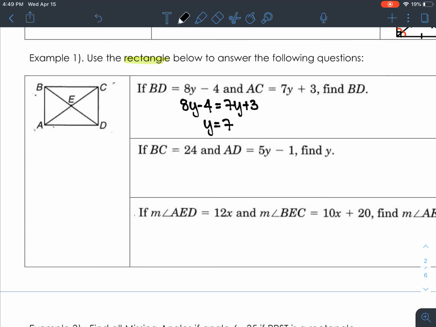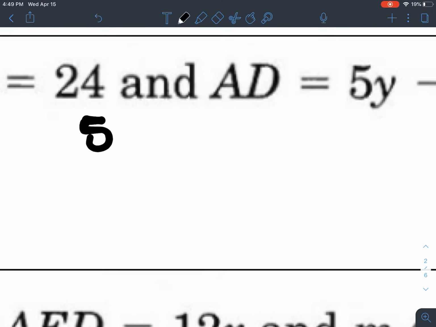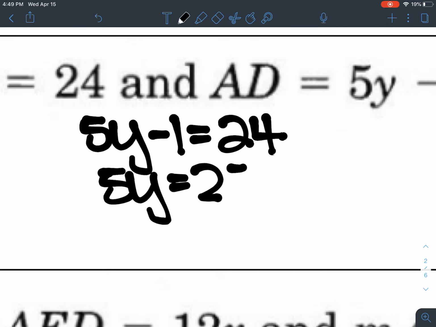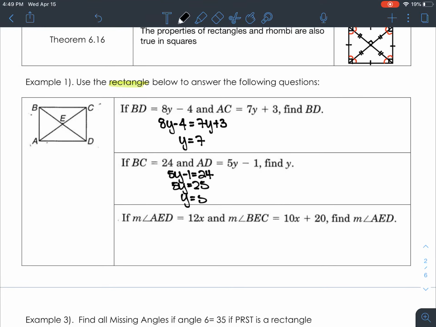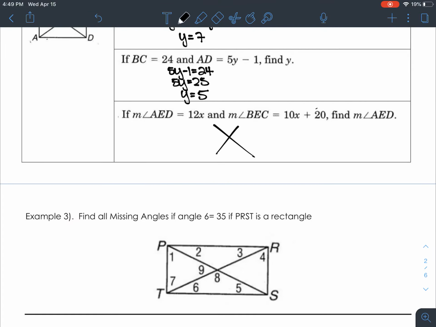So this time we're given BC is 24 and AD is 5y minus 1. Because it's a parallelogram, I know that the opposite sides are congruent, which means that I'm going to set 5y minus 1 equal to 24. Add the 1 over, you get 5y is equal to 25, which means y is equal to 5. Okay, I'm not going to do this one right here. It's talking about vertical angles. It doesn't really pertain to this lesson, so we're going to skip it.